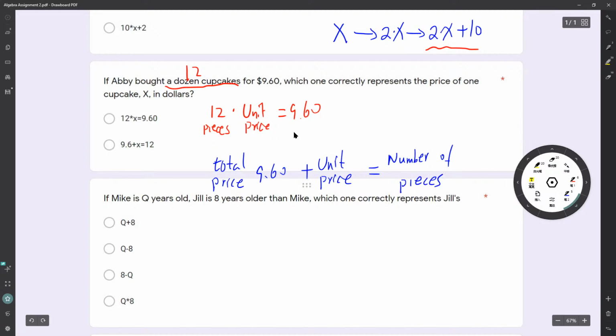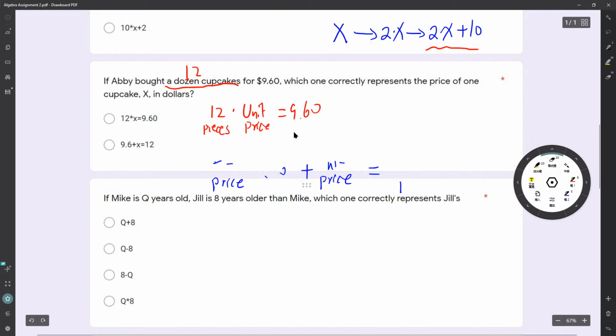Okay, so it doesn't make any sense. The total price plus a unit price, how can it be another price, right? But here it's become the number of pieces. So this one doesn't make sense. This one doesn't make sense. So once we understand the symbols and what they represent, we can read the equation. Therefore, our answer should be, I think you know what it is, this one.